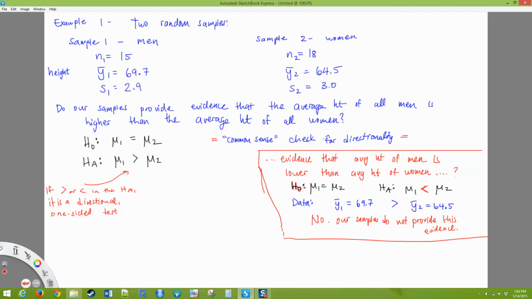I think it makes sense to do that, or actually, it is important that you do that, and the resulting conclusion should make sense in that regard, but it's oftentimes easy to forget about. If you have a directional alternative, you should check to see if it even makes sense to ask that question. Okay, so anyway, this is what we have.